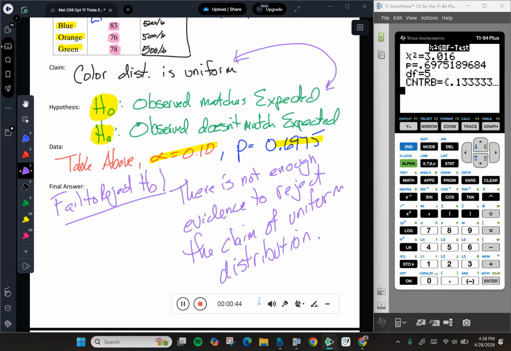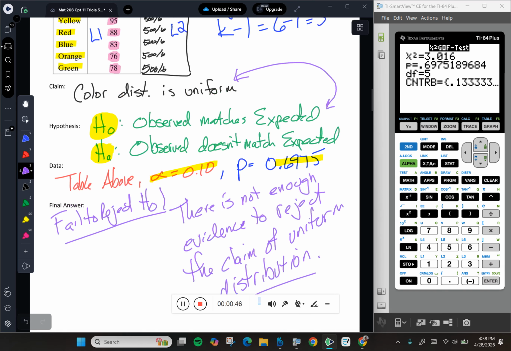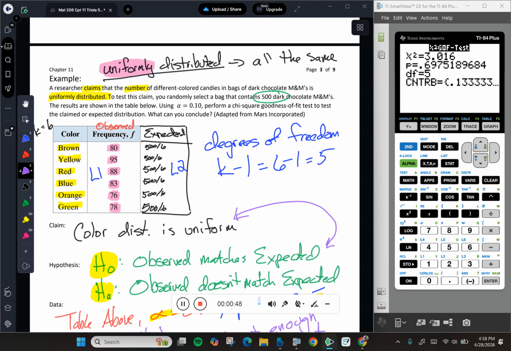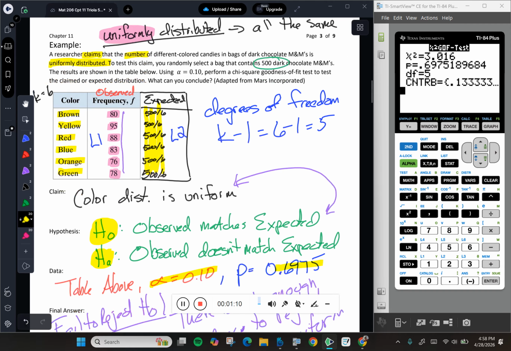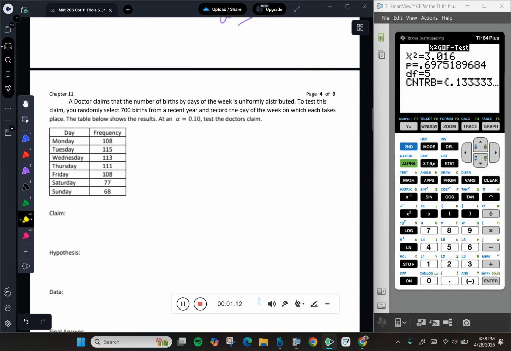All right, so again, what we're looking at here is a uniform distribution, which claims that these should all be the same. Clearly they're not. Our job is to say, are they far enough off from what uniform says they should be, the expected, to reject that claim of uniform? And it looks like these were not far enough away to reject that claim. Let's try another one.